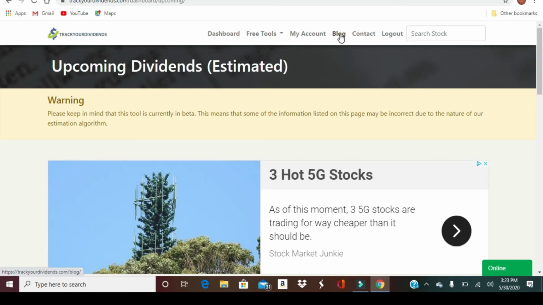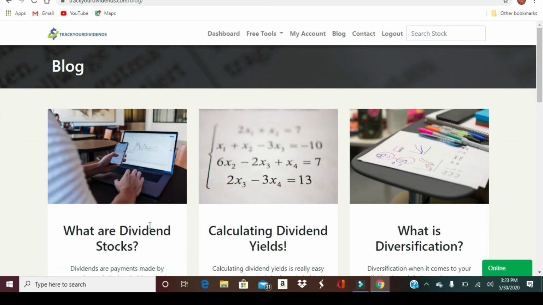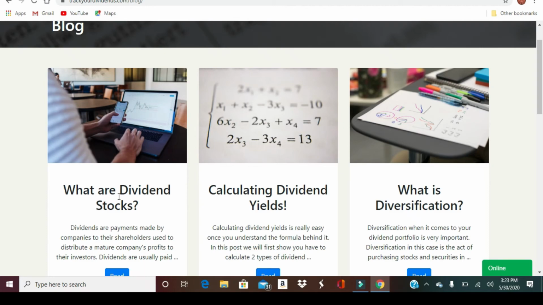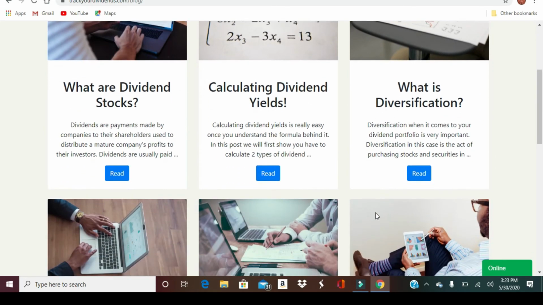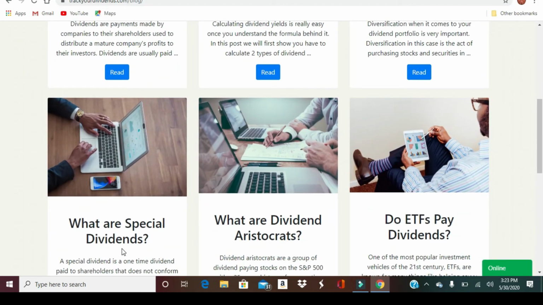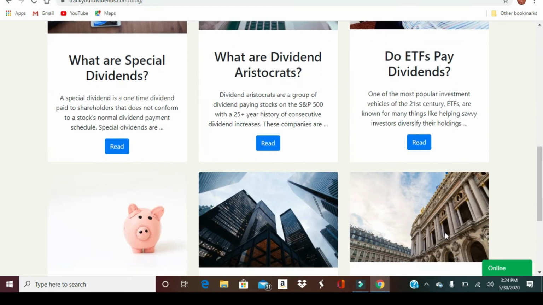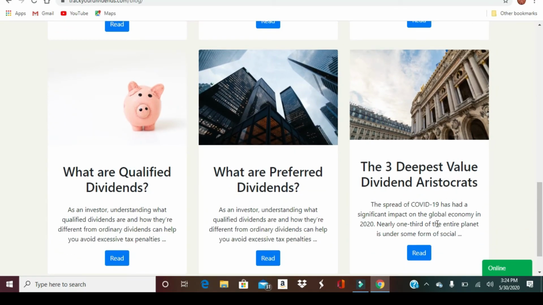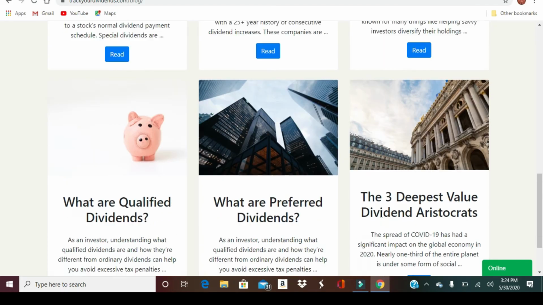You can see here the blog. The blog is also important. I was checking it out. If you go on the blog, it really breaks down everything. It answers some of the questions like what are dividend stocks, calculating your dividend yields, what is diversification, what are special dividends, do ETFs pay dividends? They answer some of the best questions. So I think they will be so beneficial if you check them out.